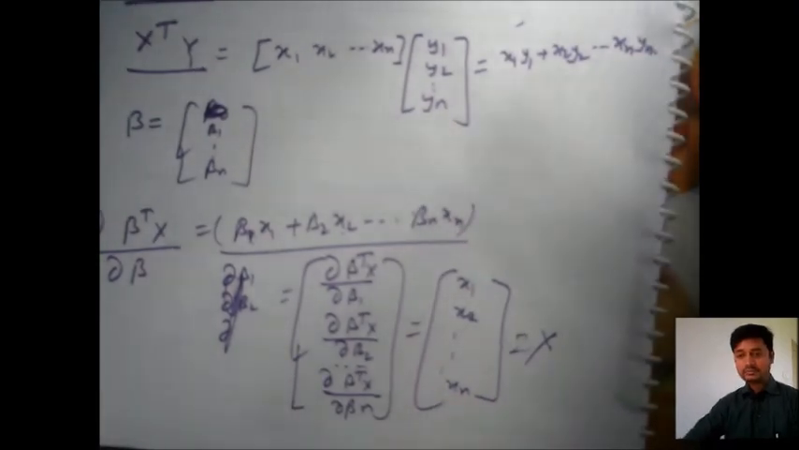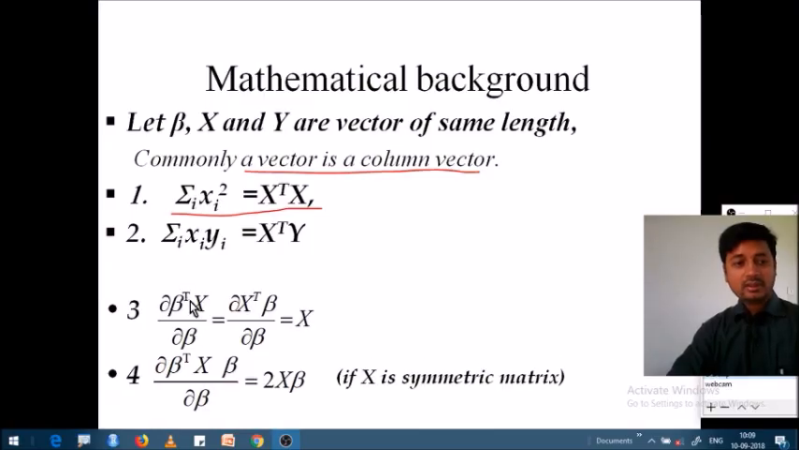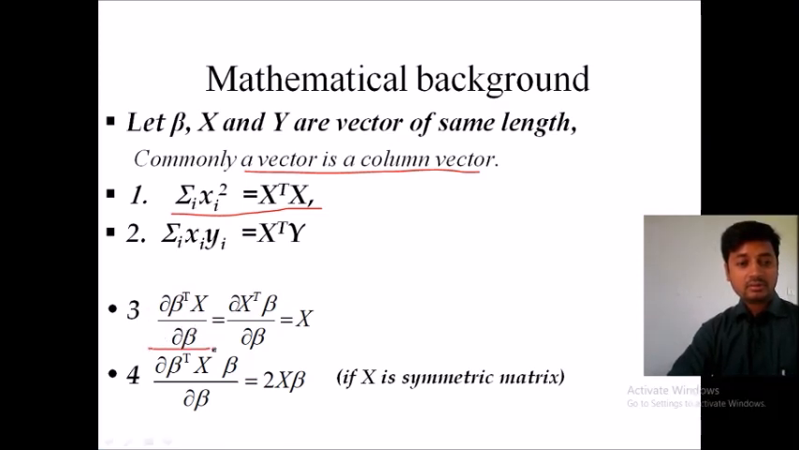So if you differentiate this beta transpose x with respect to beta, you will get x. Similarly for this, and this also you can verify in the same way. This is left to you as an assignment, provided you consider x as a symmetric matrix. And you verify whether you are getting it or not. These expressions we are going to use in the next slide.